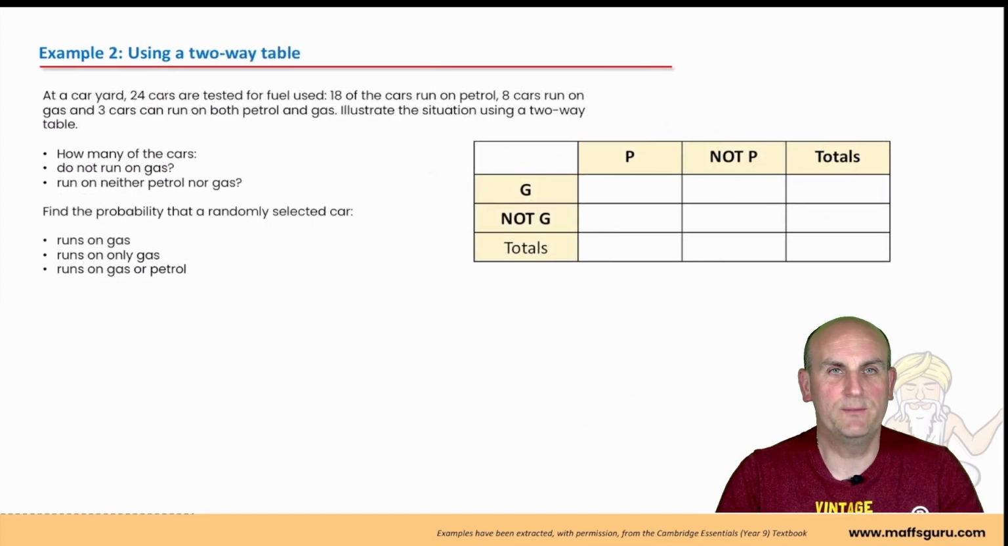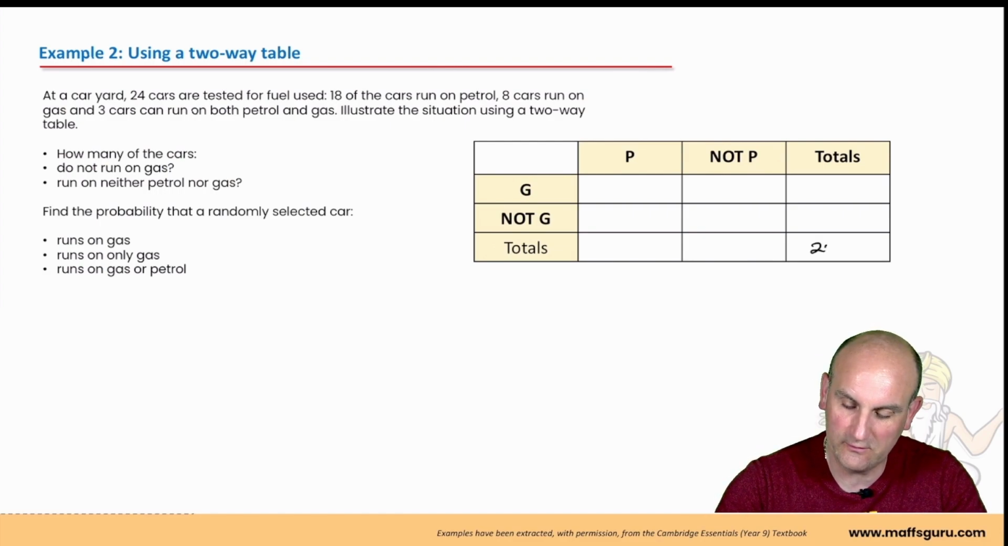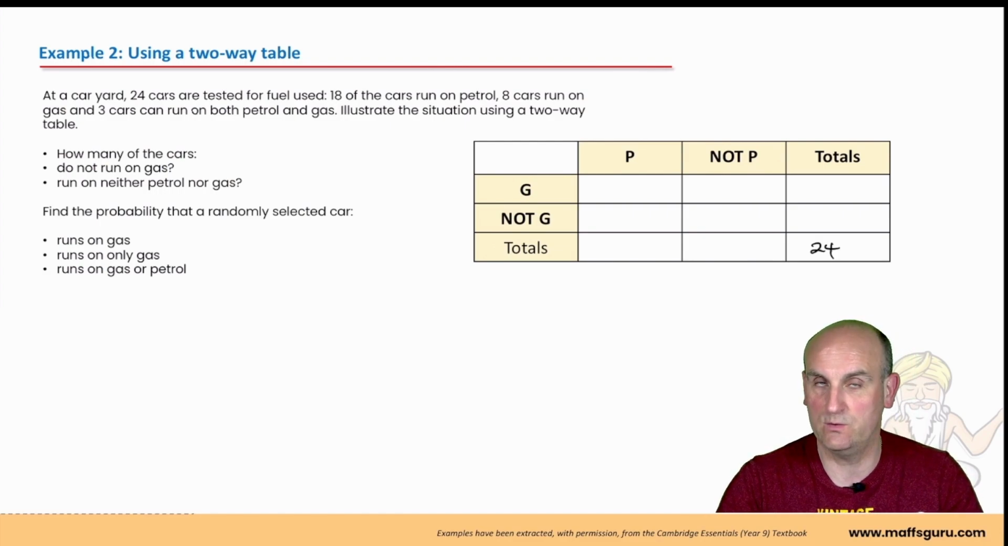Now let's move on to an example about using a two-way table. At a car yard, 24 cars are tested for fuel used. There's 24 cars in total. So the first thing I'm going to do is write 24 in there. They give me 1 piece of information. Remember, they normally give me 4. Right, what do we got?